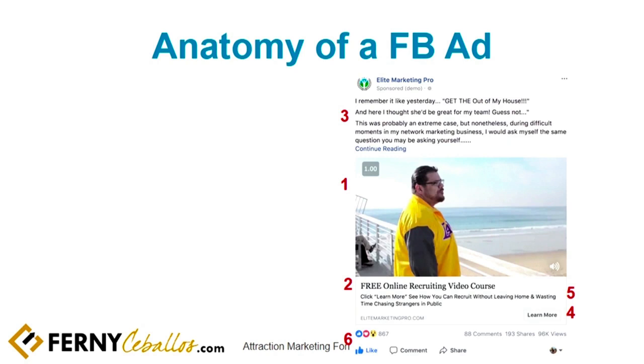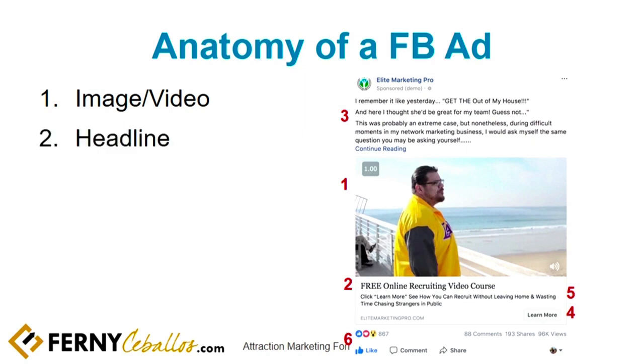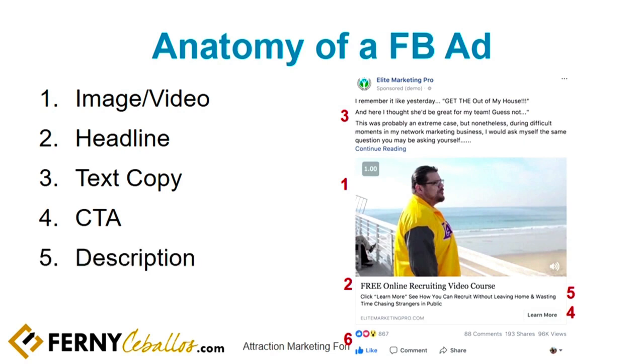So the anatomy of an ad is this. You have an image or a video in the middle. That's number one. A headline in the bottom, number two. Text copy on the top, number three. CTA or call to action, meaning tell them what to do next, on the bottom right, number four. And description, number five. And there's also the social engagement at the bottom. The social engagement offers some social proof that, hey, people like this stuff, and he might not be a bozo and actually know what he's talking about. So that's what an ad looks like.